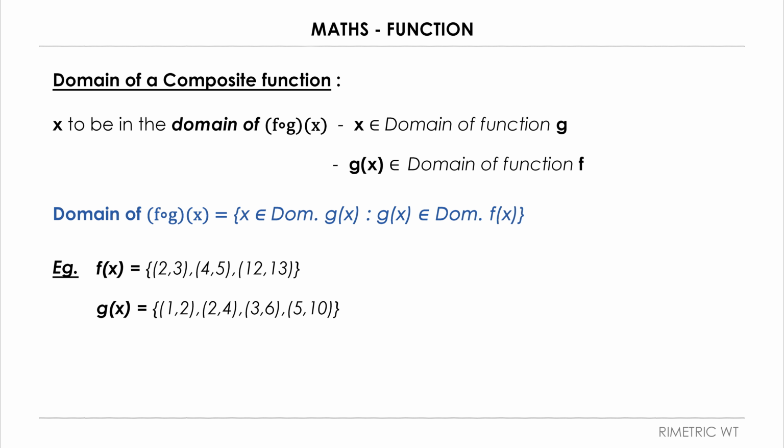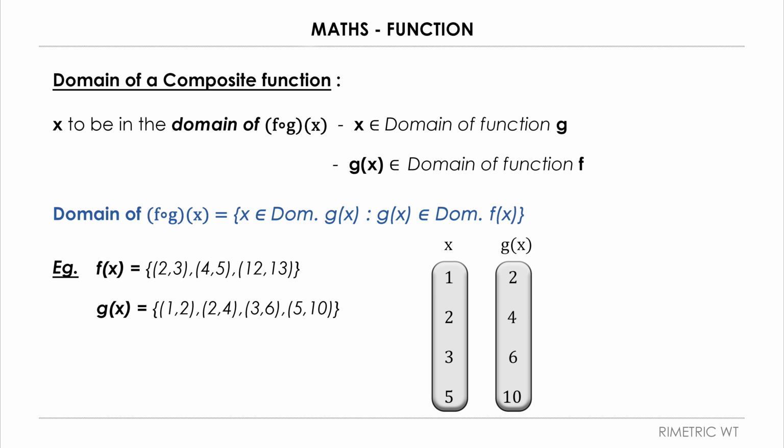Here in our example 1, our function is expressed using set notation. So when we try to determine the domain of f of g of x, the first requirement is that x must be a member of the domain of g. As we can see here, the domain of g includes the set containing 1, 2, 3, 5.